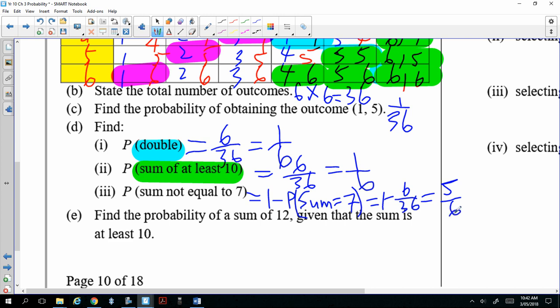All right, after we do this, it says find the probability of a sum of 12 given the sum is at least 10. This is conditional probability, so we know that it must add up to at least 10.